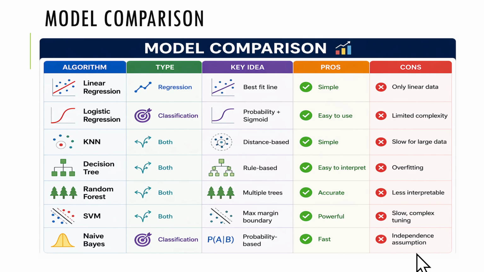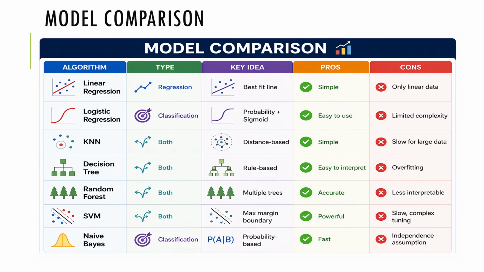Then we have k nearest neighbor. It is a distance based algorithm that works for both classification and regression. It is simple, but it becomes slow when the data set is very large. Then we have decision tree, which uses rules and conditions to make decisions. They are easy to understand, but they can overfit the data. Then we have random forest. It improves the decision tree by combining multiple trees. This makes it more accurate but also less interpretable.